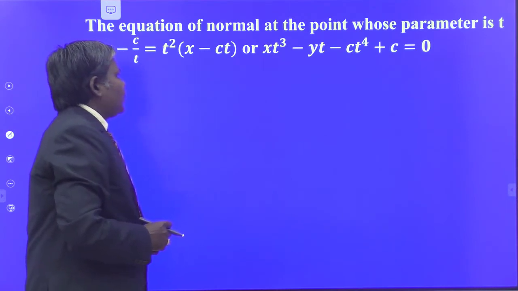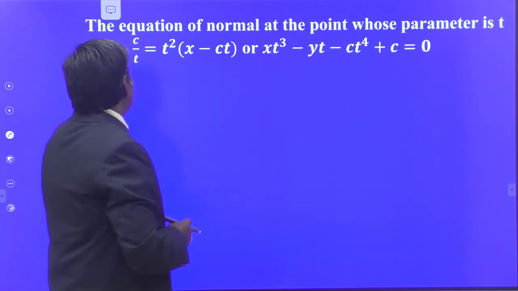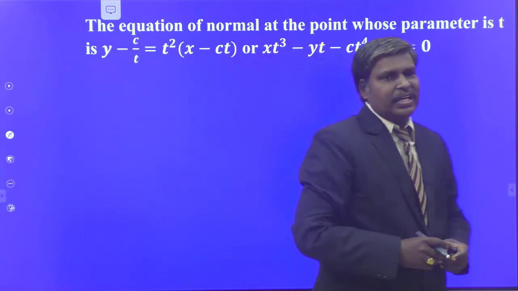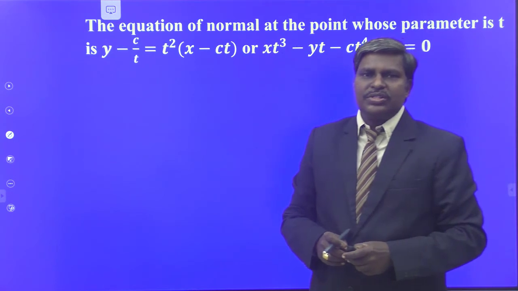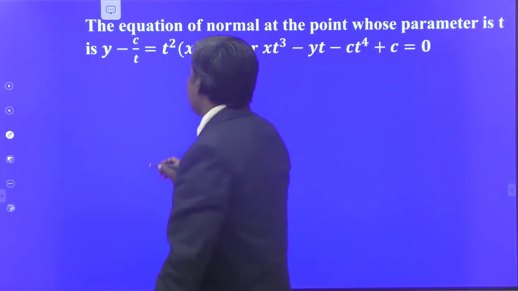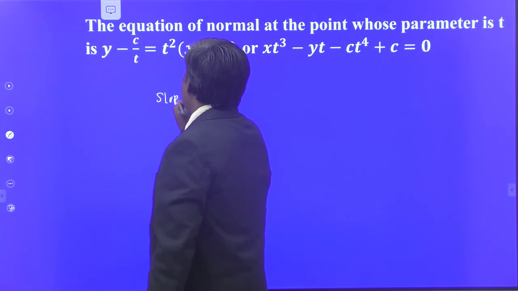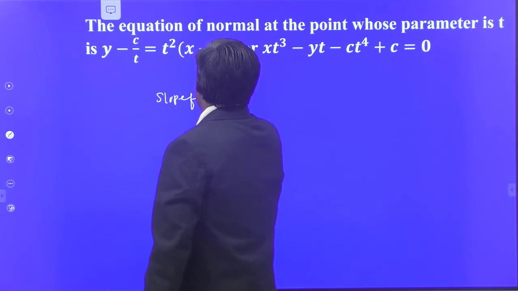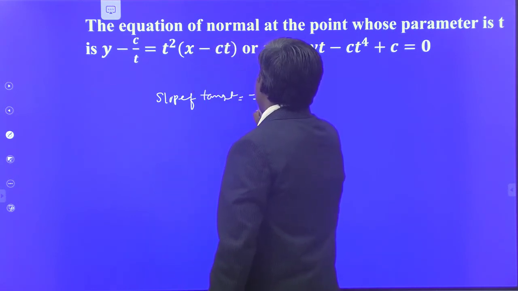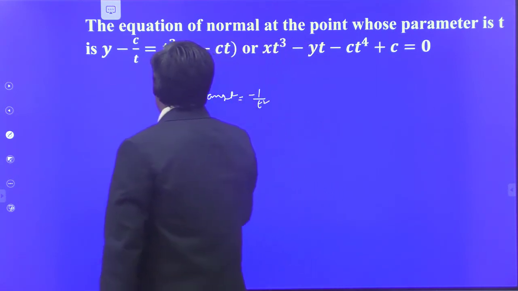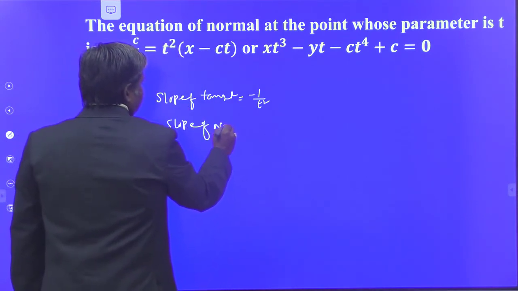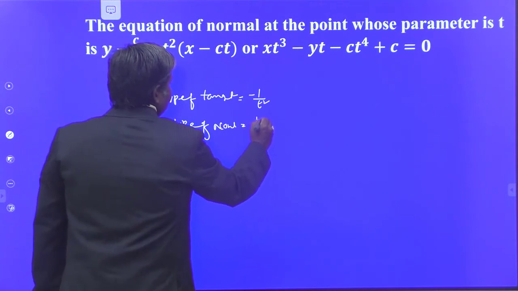the equation of normal at the point whose parameter is t is like that. So what is the slope of tangent at t? Slope of tangent at t to the hyperbola xy equal to c square is minus 1 by t square. Therefore slope of normal is t square.